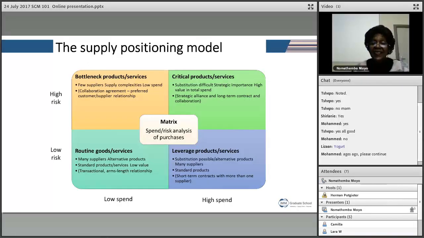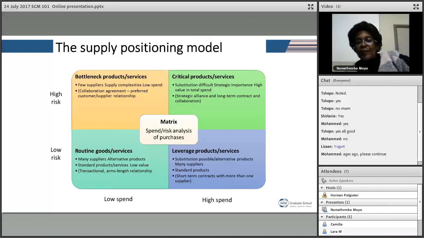Then on critical products, it is high risk and you are spending a lot of money for it. Why is it so? Substitution is very difficult. And these products or services are of strategic importance and high value in total spend. Here, strategic alliance, long-term contracts and collaboration are key.